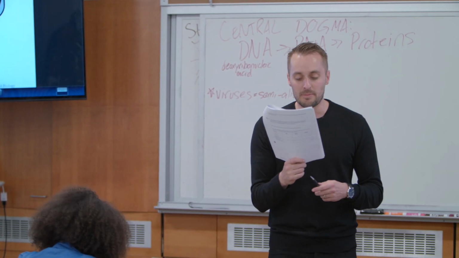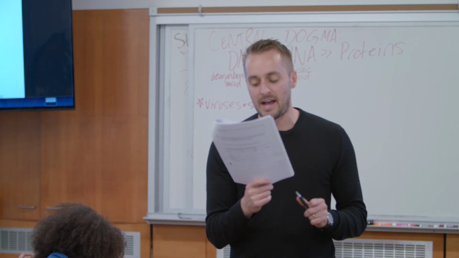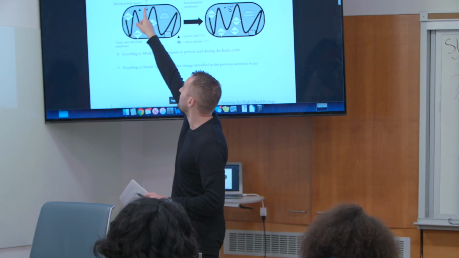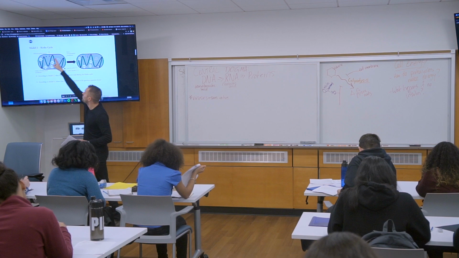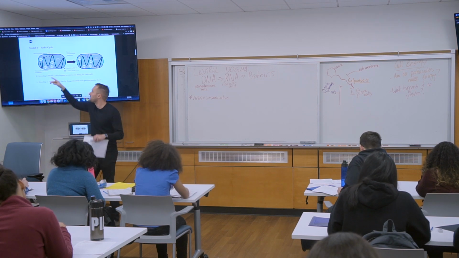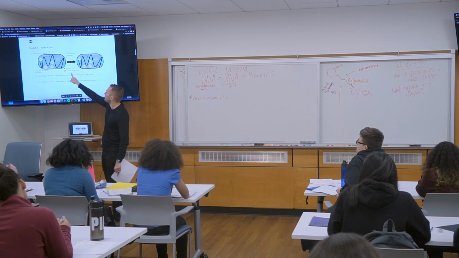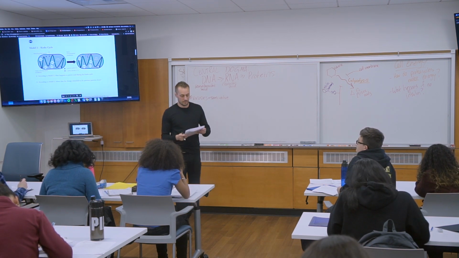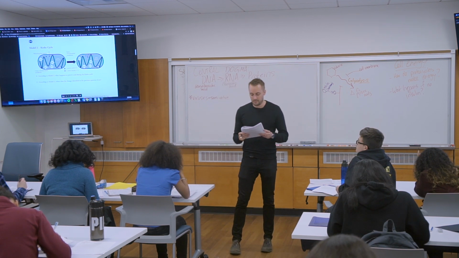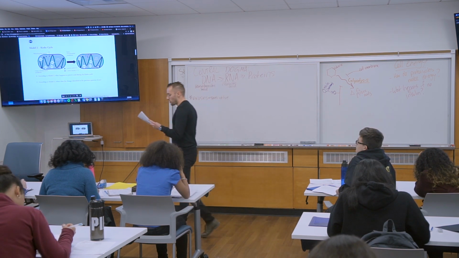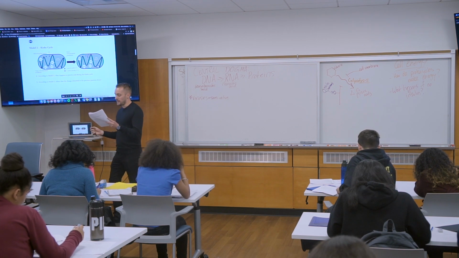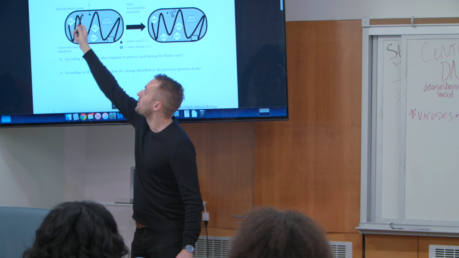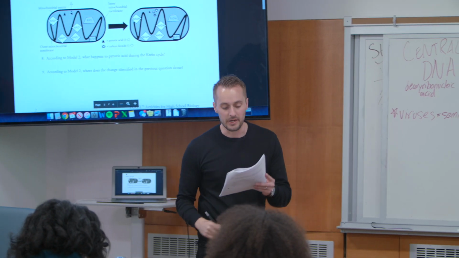All right, number 8. According to model 2, what happens to pyruvic acid during the Krebs cycle? So remember, my pyruvic acid is this. So it moved into the matrix, and then it gets turned into carbon dioxide. According to model 2, where does the change identified in the previous question occur? It occurs in the mitochondrial matrix, the matrix.